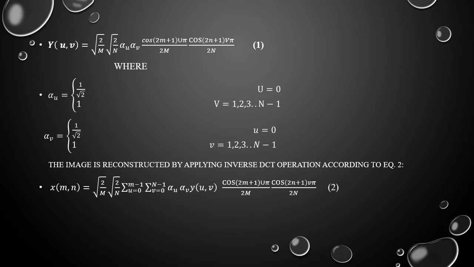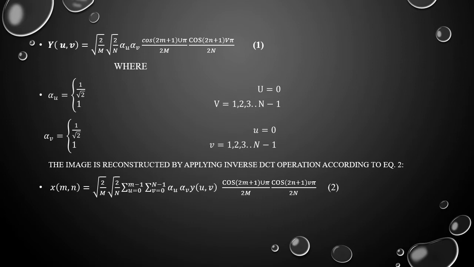Here is the equation. Y of uv is equal to root of 2 by m into root of 2 by n, alpha u into alpha v, into cosine of (2m plus 1) into u pi by 2m, into the cosine of (2n plus 1) into v pi by 2n. The values of alpha v and alpha u change according to the values of u and v.